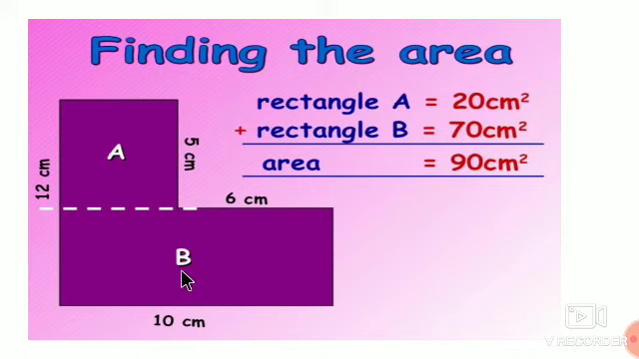Now you have to find out the area of the rectangle B also. This is 10 centimeter and total this is 12 centimeter. Up to this is 5 centimeter. So rest will be 12 minus 5 is 7 centimeter. 10 into 7 is equal to 70 centimeter square. Now we know the area of the rectangle A and B. To find out the whole area of this figure, we have to add them. We will get 90 centimeter square. So you can find out the area of the square, triangle, rectangle and irregular shapes. Understood it?